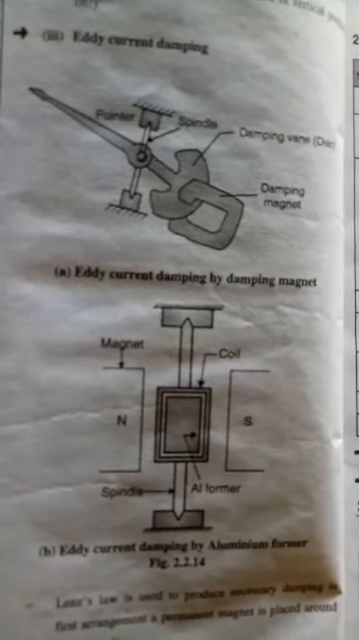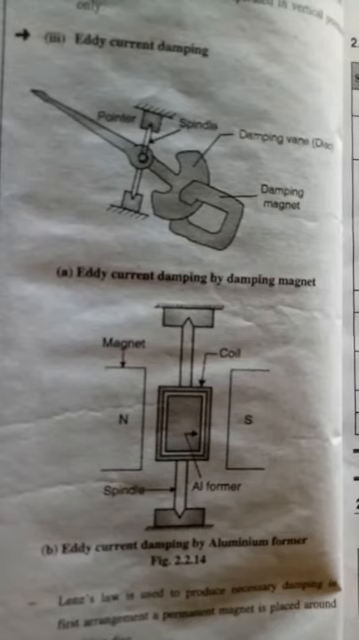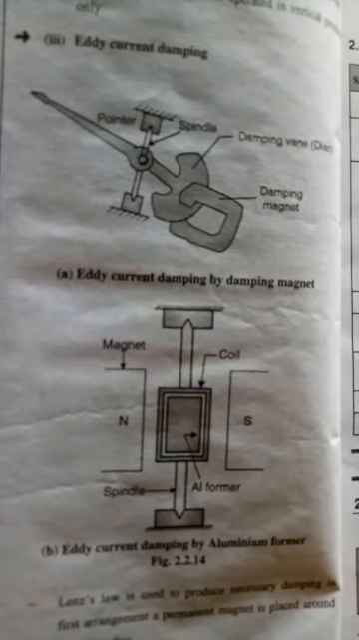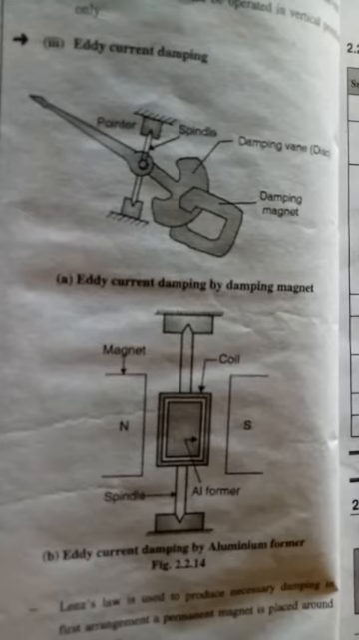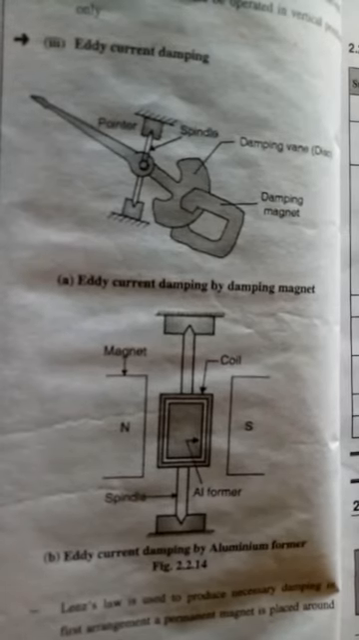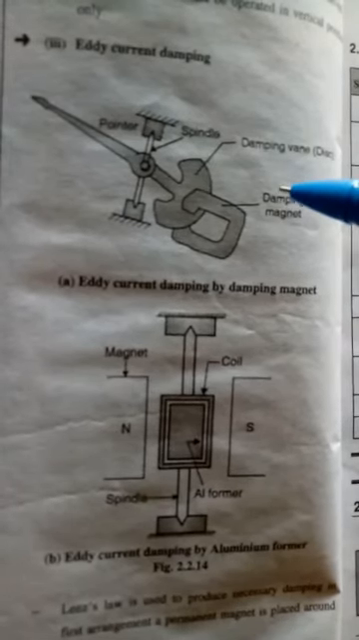Third is the eddy current damping. In eddy current damping we can see the pointer, spindle, damping vane, damping magnet, coil, magnet, etc. Here Lenz's law is used to produce the necessary damping in the first arrangement.